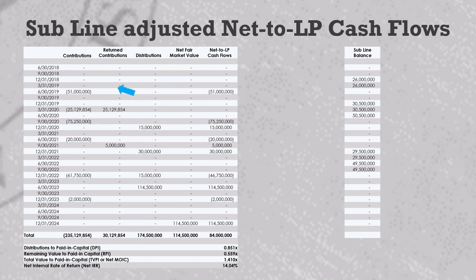And then we pay it off when we make the second investment and call capital of $51 million in June of 2019. We borrow again to fund deals number 3 and 4 in December of 2019 and June of 2020, and then the big capital call in September pays off the line and reserves capital for deal number 5, which will close in December of 2020.